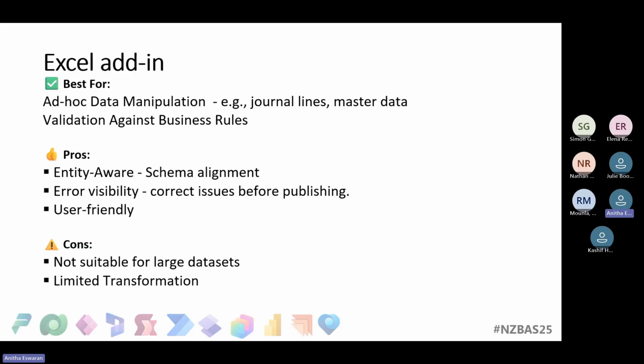Then Excel add-in. The Excel add-in is mainly for ad hoc data manipulation. For instance, business users can directly edit the data in D365FO in Excel and publish the changes back in real time. They can export the customer group, journal lines, or any master data from FNO using Excel, make any changes or delete data, and it can be published. So it is ad hoc data manipulation, where users need to quickly filter or sort something or edit bulk records, and we don't need any custom imports here.